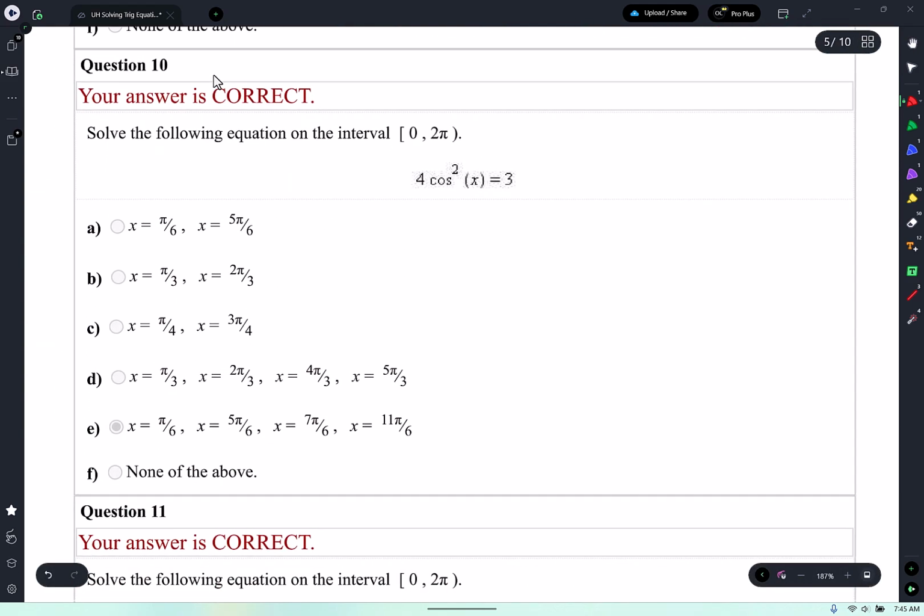All right, these are pretty simple, guys. You'll see that they're not that bad. What you want to do is get rid of that 4 by dividing by 4. Bam, bam. So now you have cosine squared x equals 3/4. And then what you're going to do is take the square root.